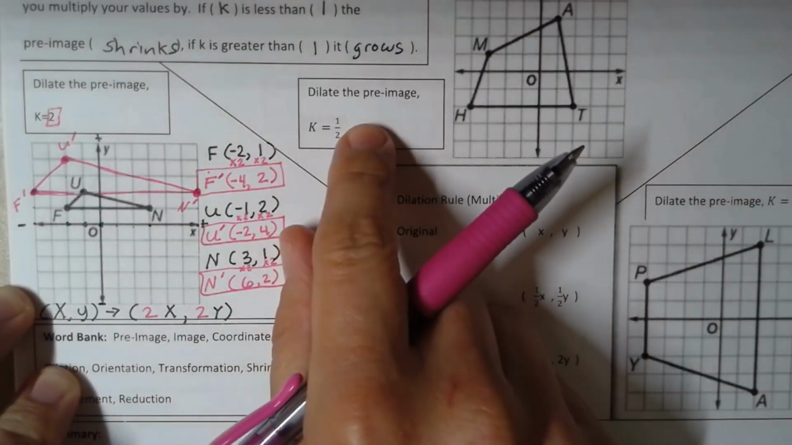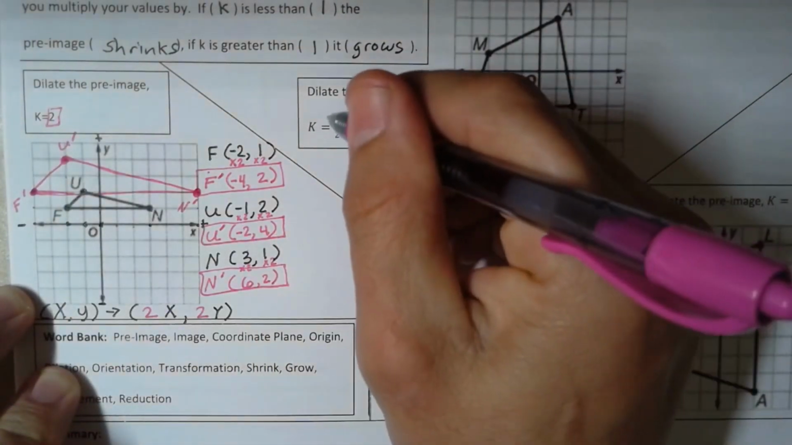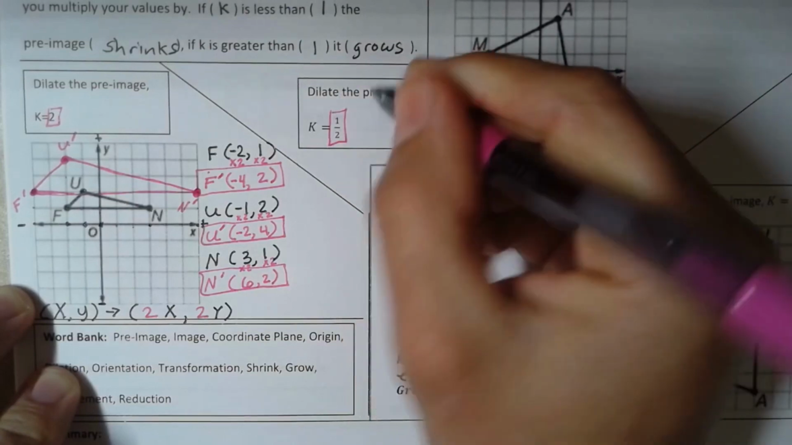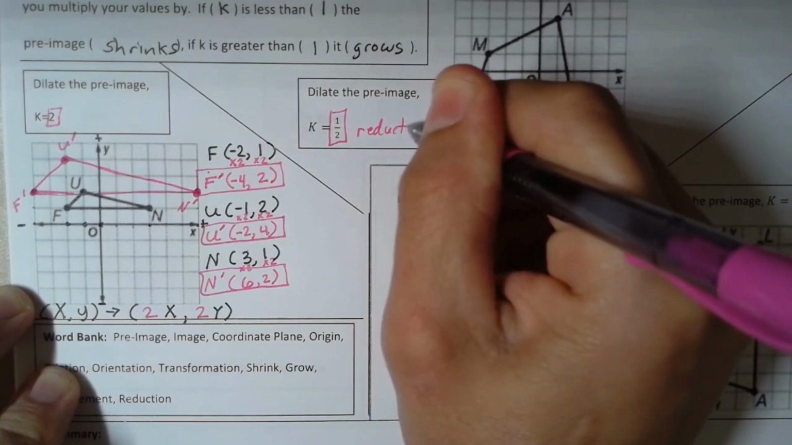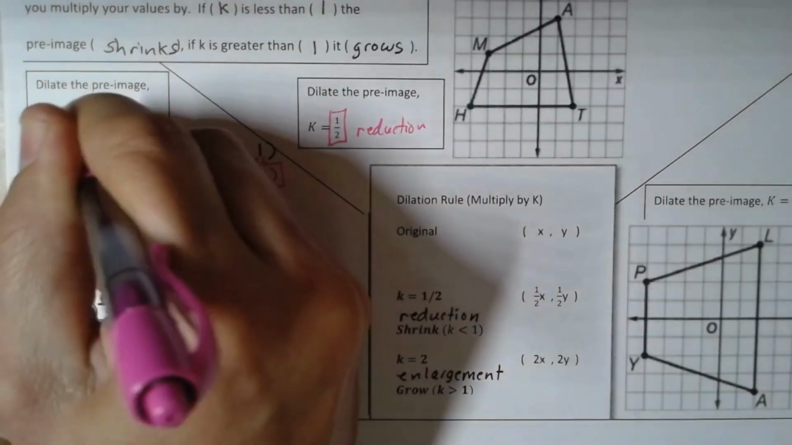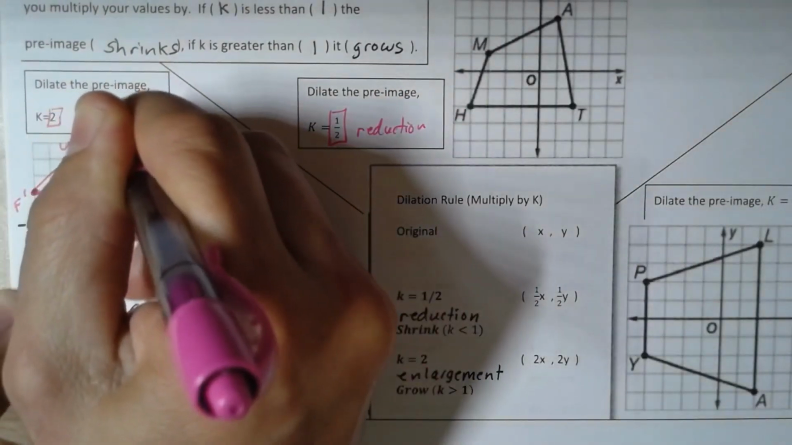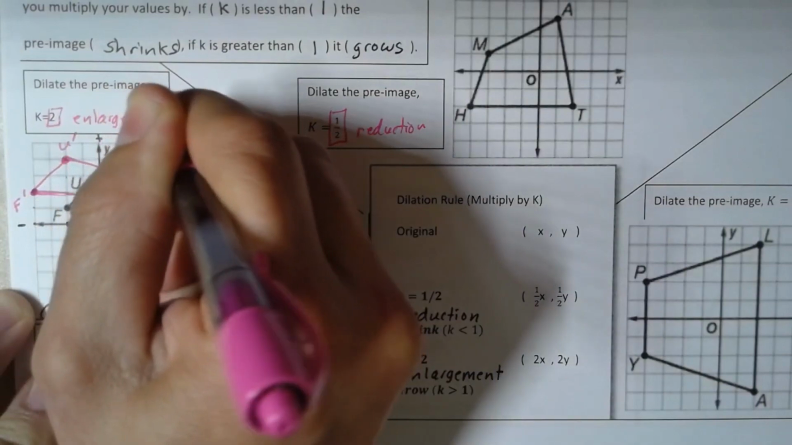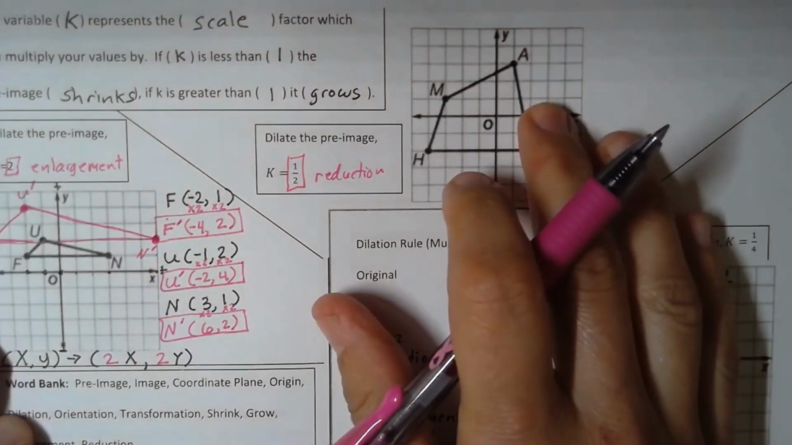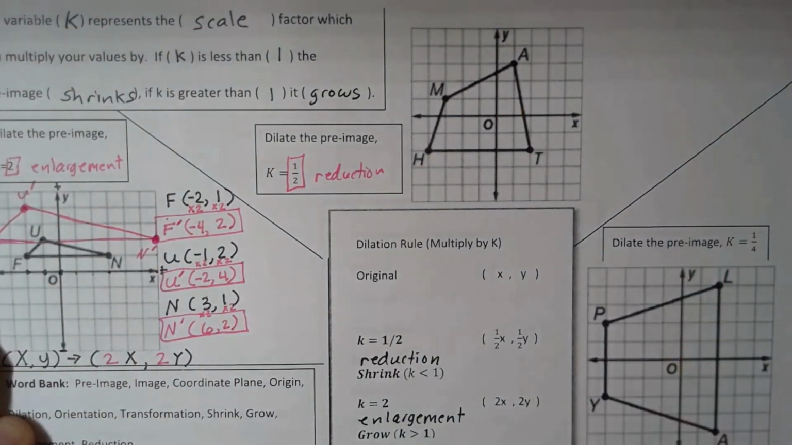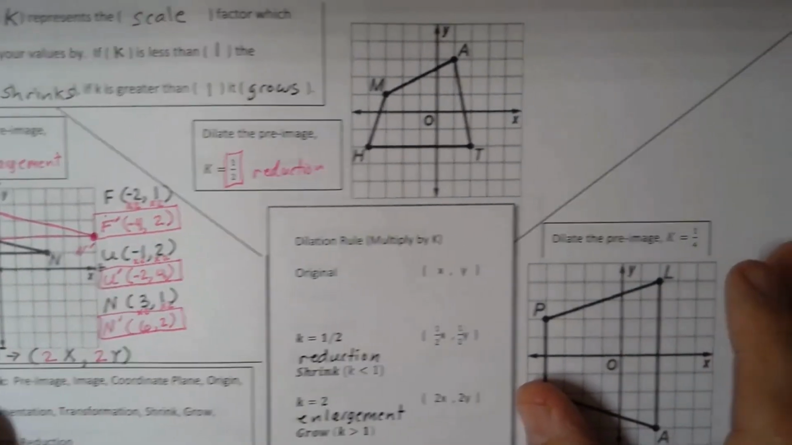Let's do one where it shrinks. This one over here, notice this 1/2. This is going to be a reduction. So reduction. And actually on this one we knew it got bigger, so let's write enlargement beside it. Enlargement. Alright, so let's go ahead and do this one together, and then I'm going to have you do this last one on your own and see how well you do with it.